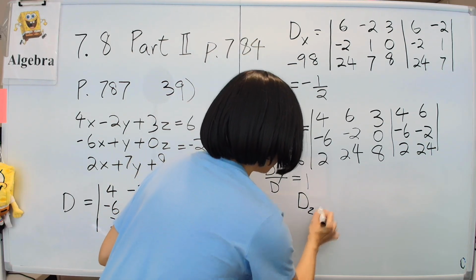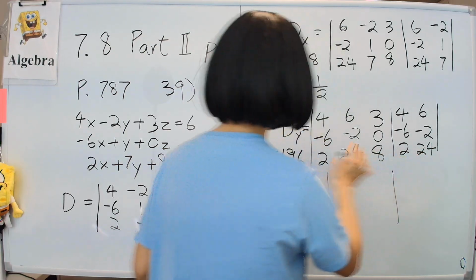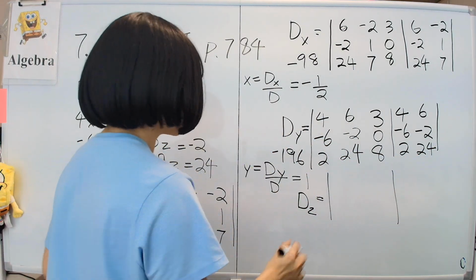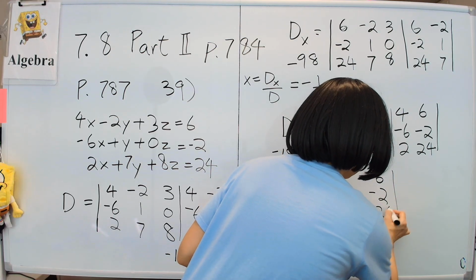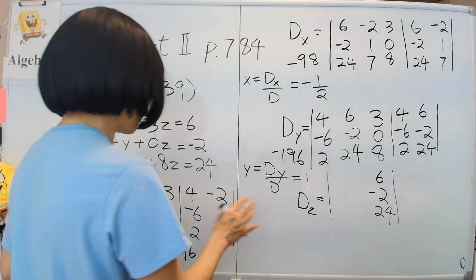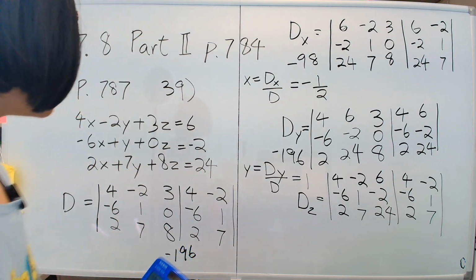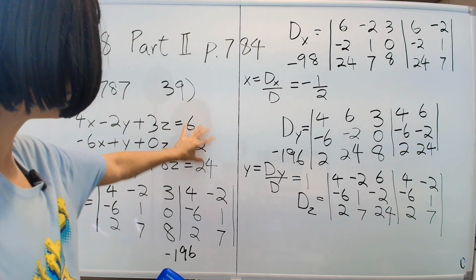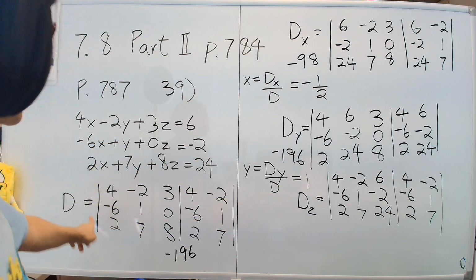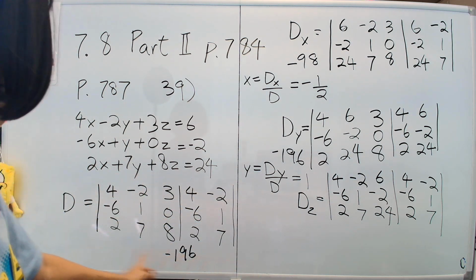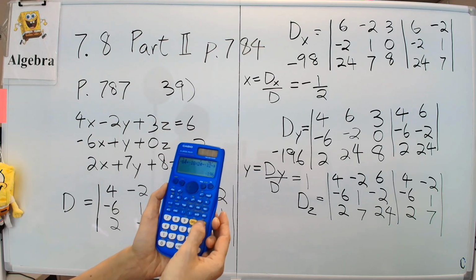So dz equals this thing will have this thing on the last column. 6 minus 2, 24. But everything else will be the same as this stuff. So I'll write that down. So I wrote down this number on the last column, replacing that. But everything else is the same, or at least should be. Yeah, so now let's calculate the determinant, the dz.